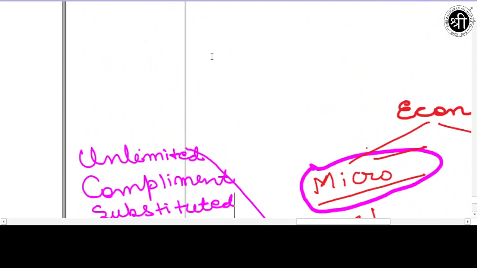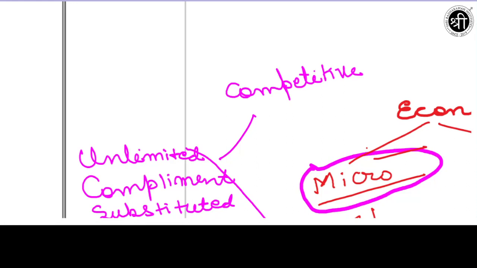After this, another characteristic is that wants are competitive. Now what does this word competitive mean? Competitive means that the wants also remain in a state of competition. Means each and every want has a type of preference attached to it.